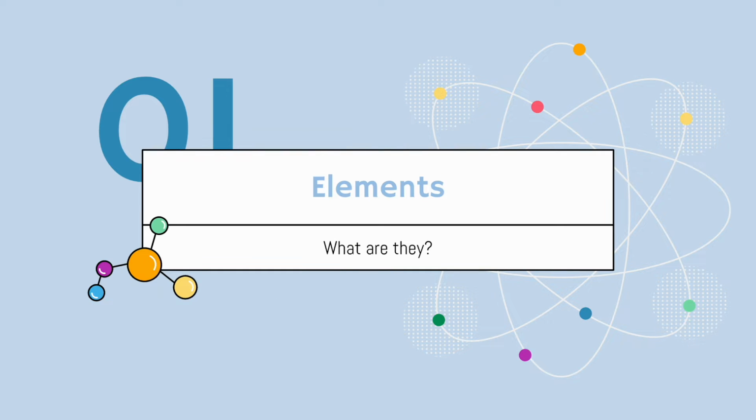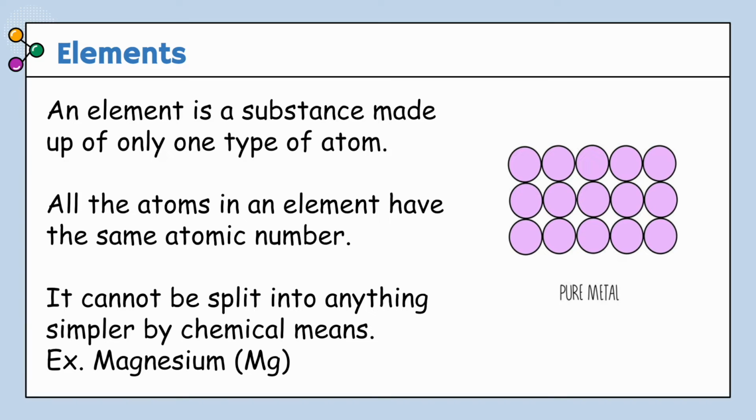First of all, what are elements? An element is a substance made up of only one type of atom, and all the atoms in an element have the same atomic number. So the atomic number is the number of protons in an atom.